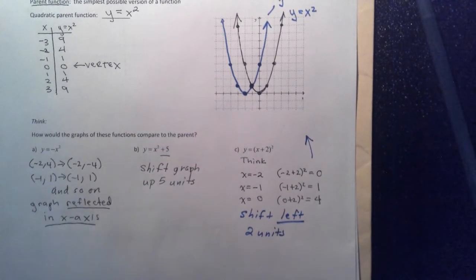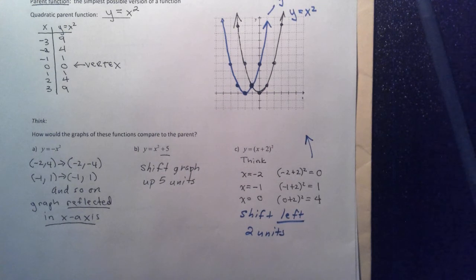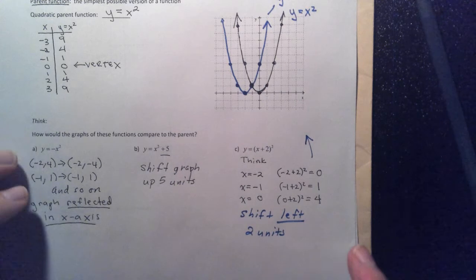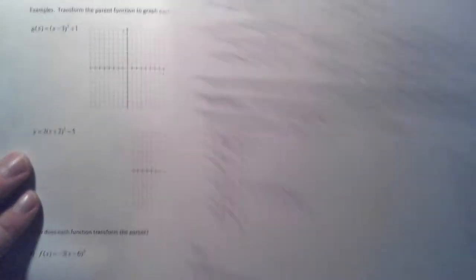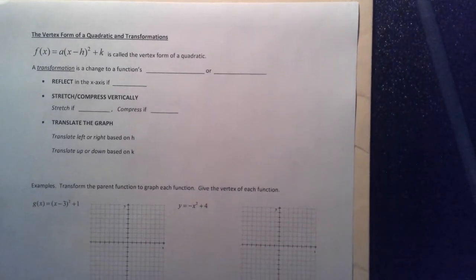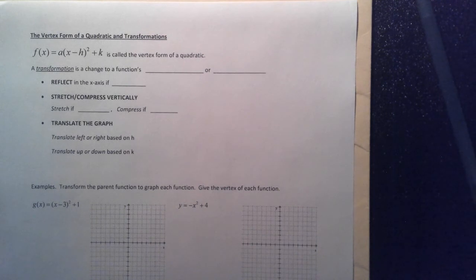Now, of course, you can confirm all of this stuff using something like a graphing calculator or Desmos, but these are some ideas that we're going to play with a lot. We want to be able to identify how putting in certain numbers changes the graph. And that idea is what's called a transformation. So, we'll talk about the vertex form of a quadratic and transformations.